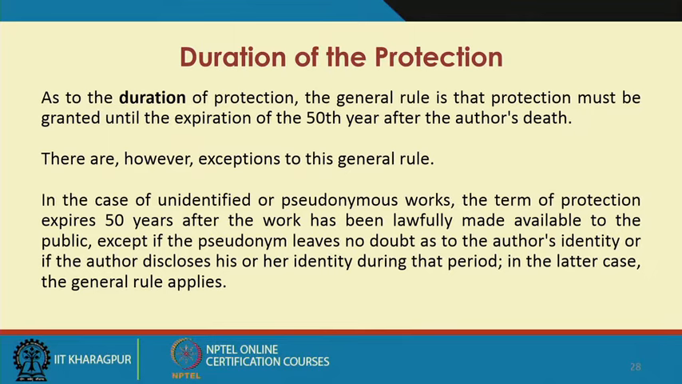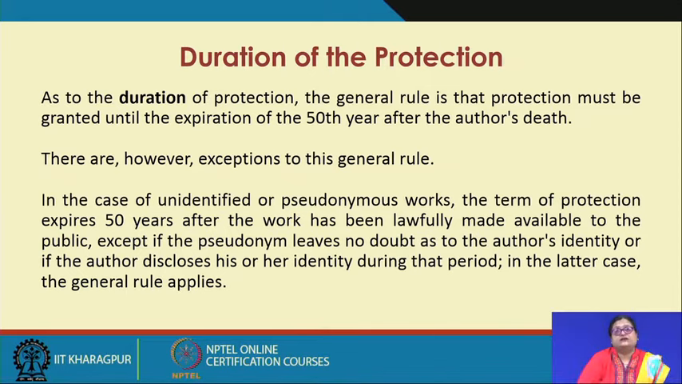As the duration of the protection, the general rule is that the protection must be granted until the expiration of the 50th year after the author's death. There are, however, exceptions to this general rule. In the case of anonymous or pseudonymous work, the term of protection expires 50 years after the work has been lawfully made available to the public, except if the pseudonym leaves no doubt as to the author's identity or if the author discloses his or her identity during that period. In the latter case, the general rule applies.